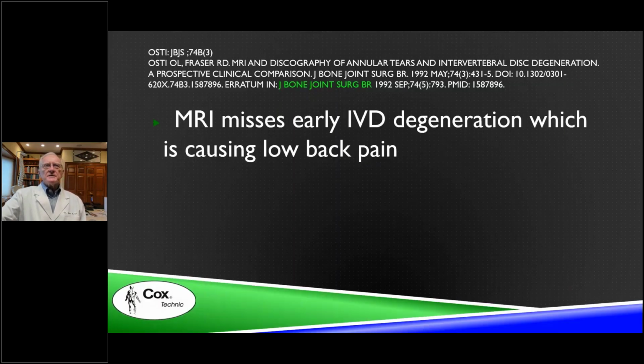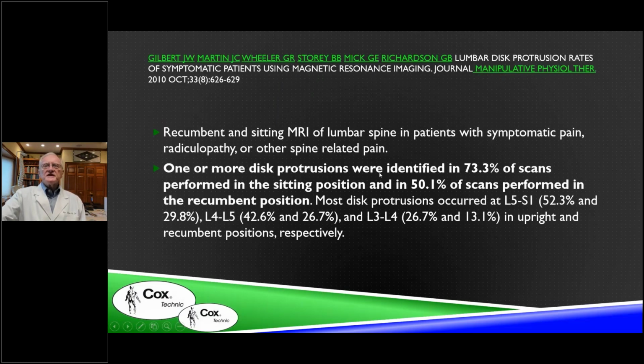Well, just keep in mind that Osti pointed this out in the Journal of Bone and Joint Surgery, that MRI misses early disc degeneration causing low back pain. One or more disc protrusions were identified in 73% of scans performed sitting, 50% performed in recumbent. Incidentally, at our clinic, when we order x-rays and even MRIs, we like them done standing. What percent of 9-year-olds show disc protrusions?